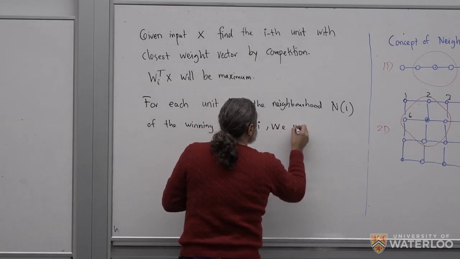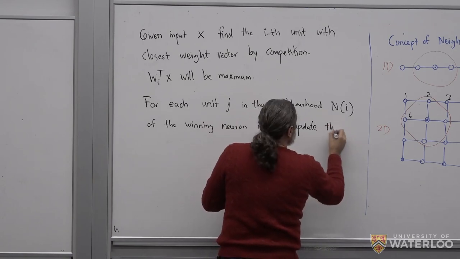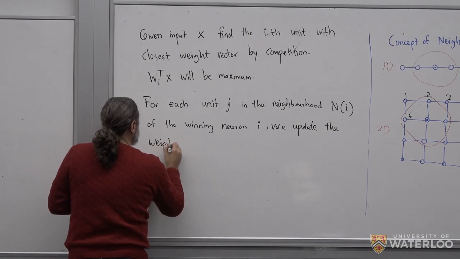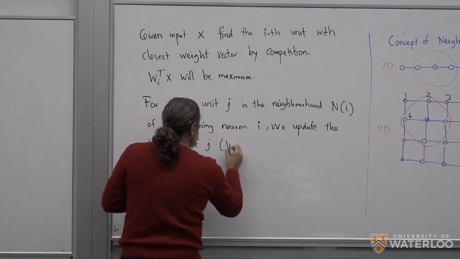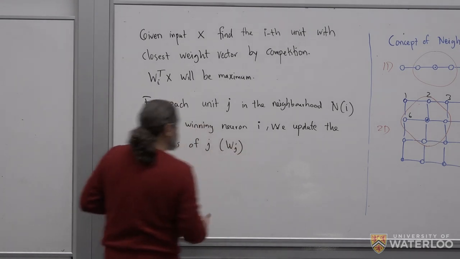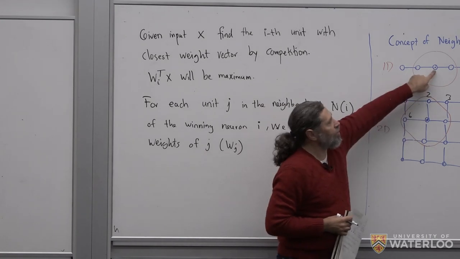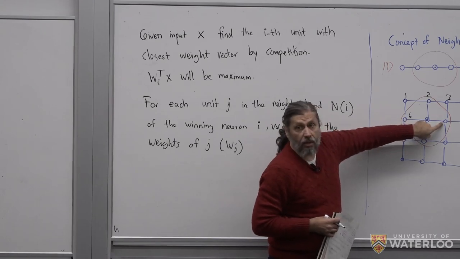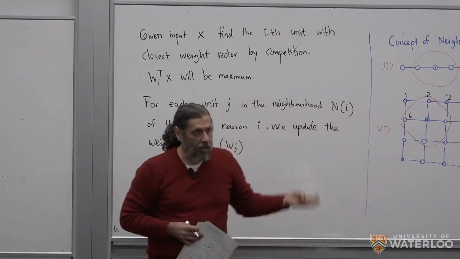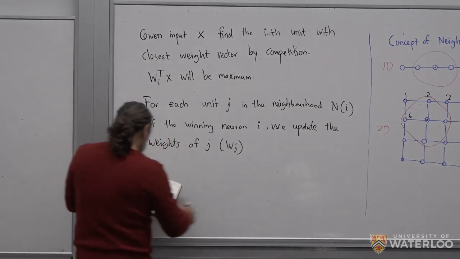We update the weights. You update the weights of j, which is wj. So now I'm looking at the winning neuron. If this is my winning neuron, then I have a neighborhood of some sort. And if this is i, this may be j, then I want to adjust the weights because that's the learning. Learning is adjusting the weights, learning to play with the synapses. So we come back to it. This is the first time we are mentioning them.